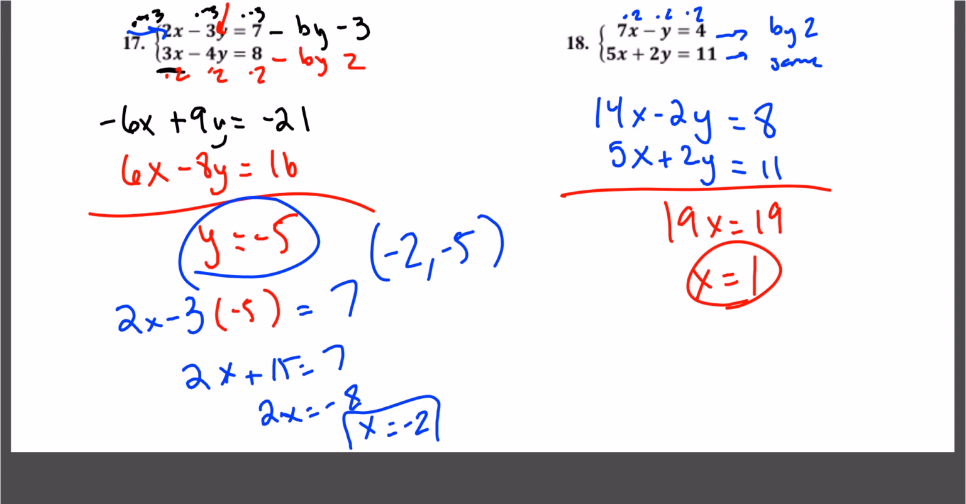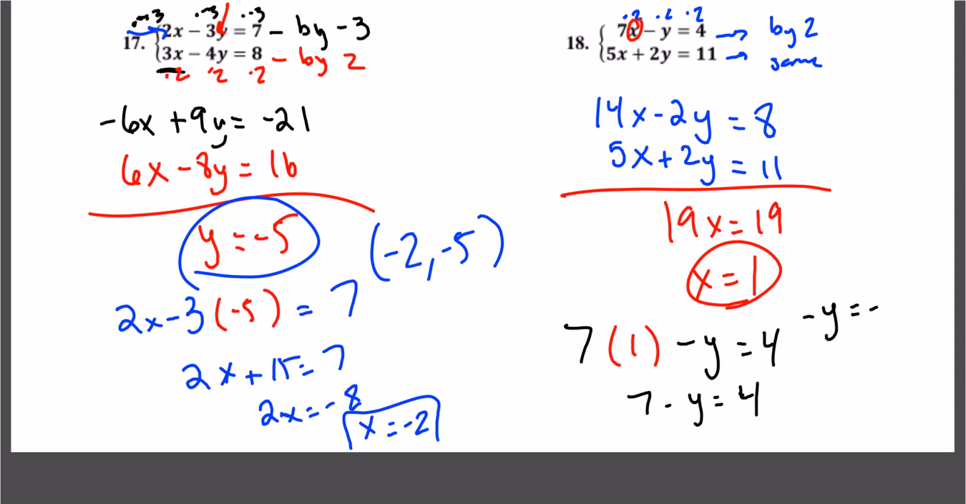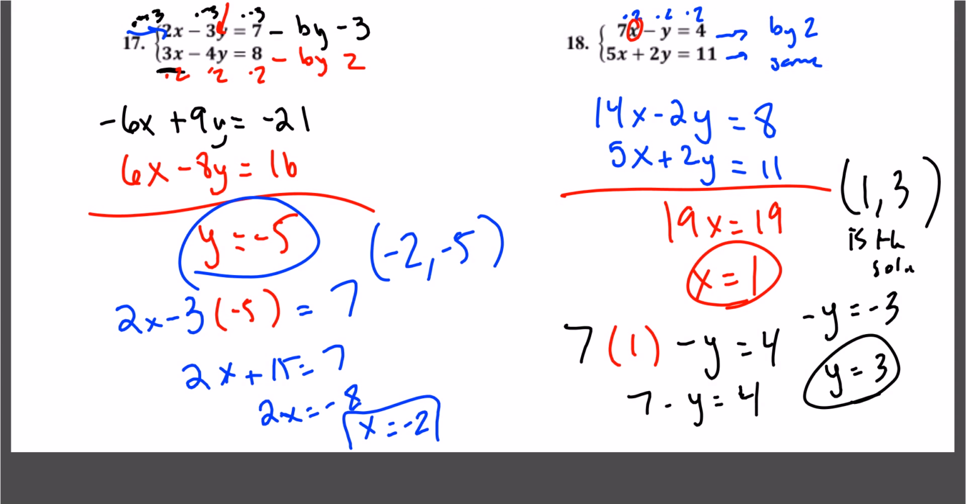So x equals 1. I'm going to take that x and plug it into the original. I'll use the top equation. Plug it in right there. So I'm going to have 7 times 1 instead of x, minus y equals 4. I have 7 minus y equals 4. I subtract 7 from both sides. I get minus y equals negative 3. So y equals positive 3. I have an x, I have a y. 1, 3 is my ordered pair. That's the solution. All right, and that's it for this.